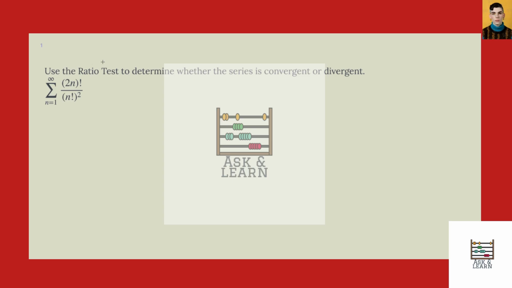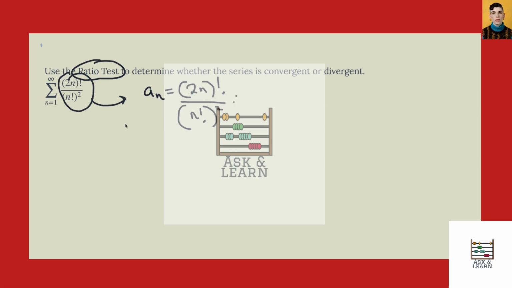Let's use the ratio test to determine whether the series converges. So let's look at this term here, a_n. That's (2n)! divided by (n!)^2.